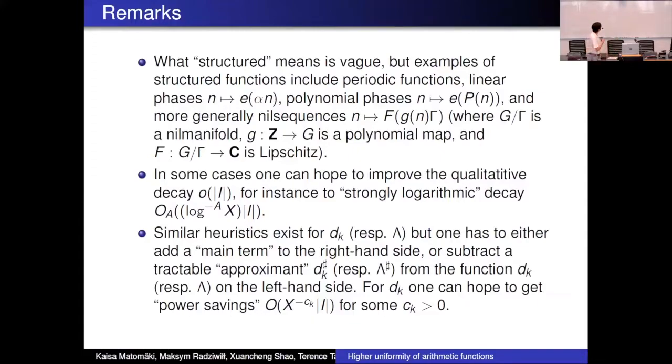I phrase this conjecture, this Mobius principle, in terms of just qualitative decay, just little o, where little o means as the length of the interval goes to infinity. But often you can hope to do better and say something more quantitative. A very typical thing to say is an arbitrary power of log x. And that's usually the best you can hope for if you don't exclude single zeros and stuff.